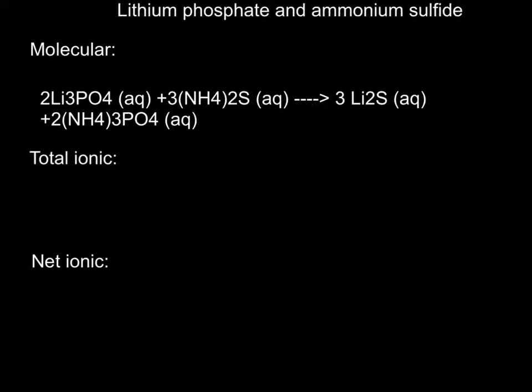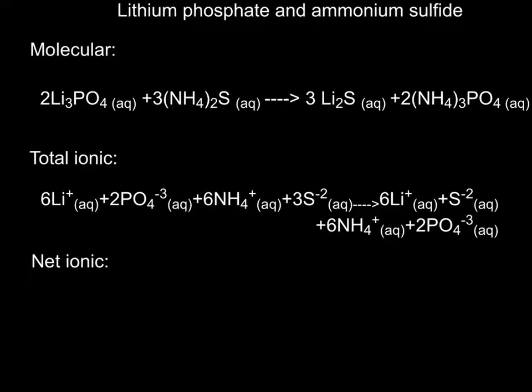So for the total ionic equation, we just write each individual ion, except the ones that are not soluble, but in this case everything is soluble, so we don't have to worry about the solubility rules for this example. So let's just write the individual ions for the molecular formula. Here's the total ionic equation for the molecular formula that we wrote before.